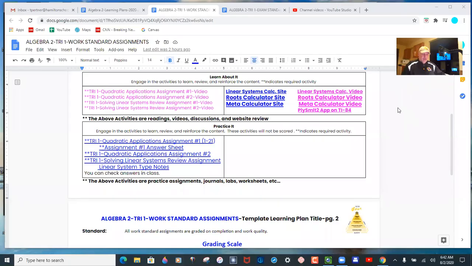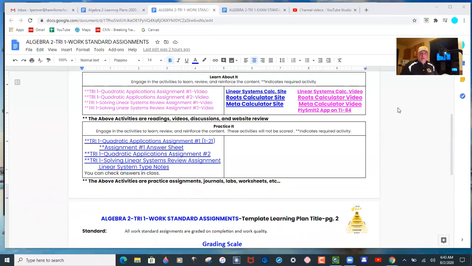This is a lesson to get you started on your work standard assignments. These are assignments that will be graded for completion. There are actually just three of them, two with quadratic applications and one with a review of linear systems. They will not be on the final exam.